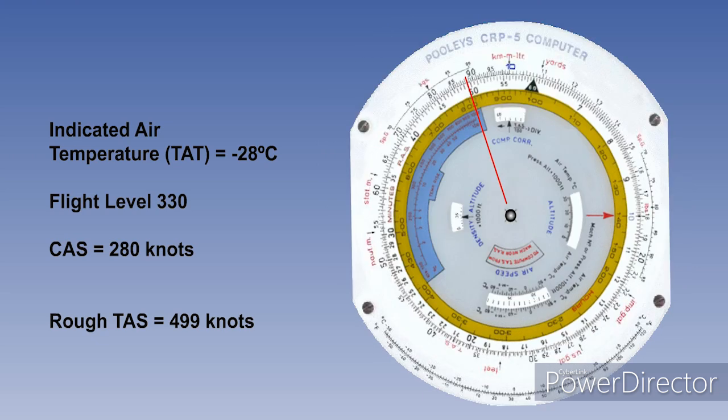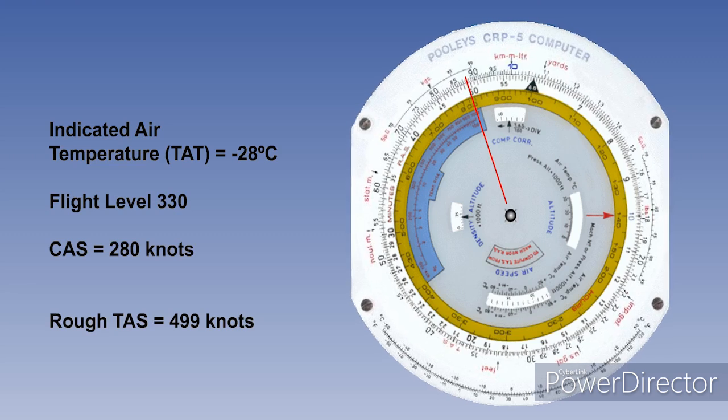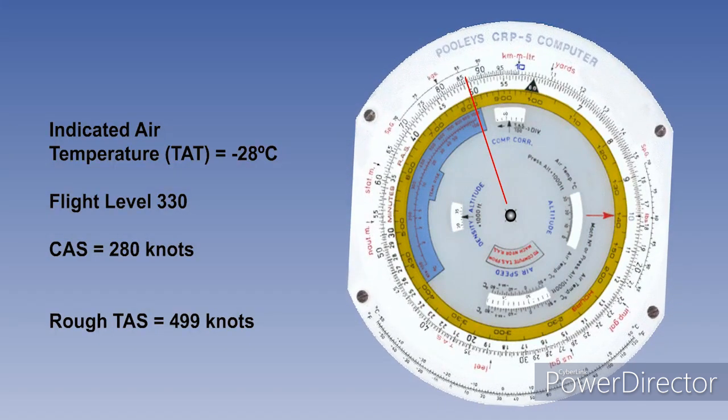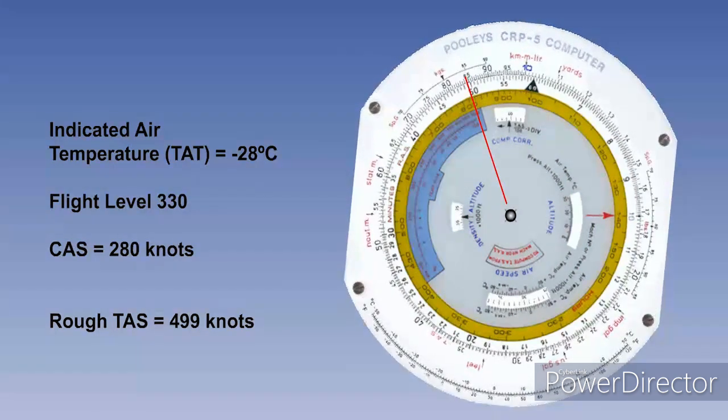Now, although in step 1 we are calculating only an approximate TAS in order to find the ram rise, it is still worth getting it as accurate as we can. We therefore apply compressibility correction. Move the compressibility correction index 1.99 divisions, or more practically, 2 divisions to the left. What is the revised TAS?